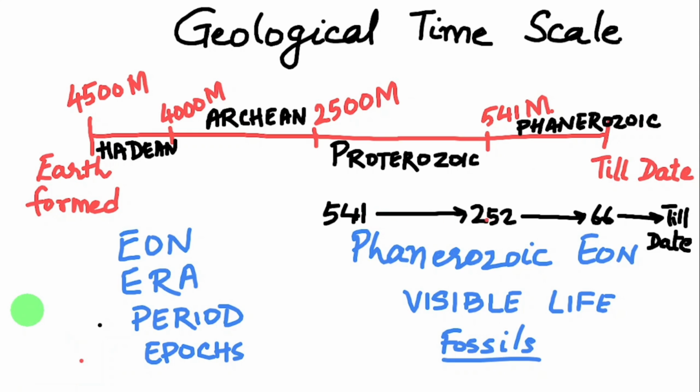541 to 252, this will be Paleozoic. In Paleozoic, you will have Silurian, Devonian, Carboniferous, and Permian. 252 to 66, this will be Mesozoic, which includes Triassic, Jurassic, and Cretaceous. And from 66 till date, this will be Cenozoic.